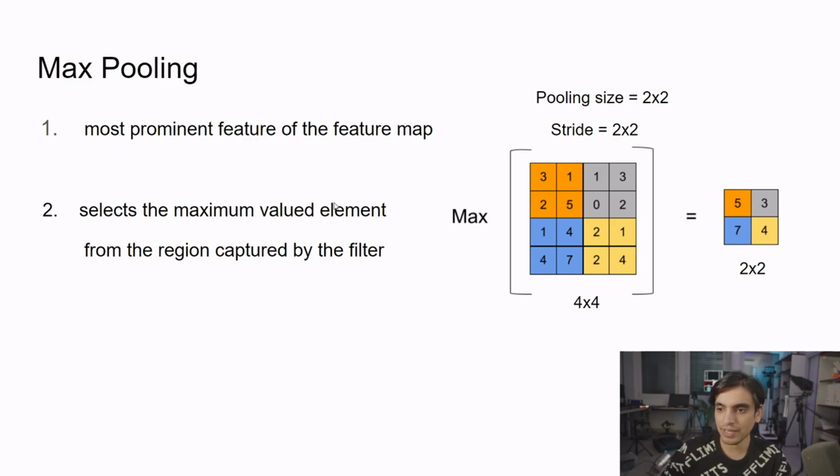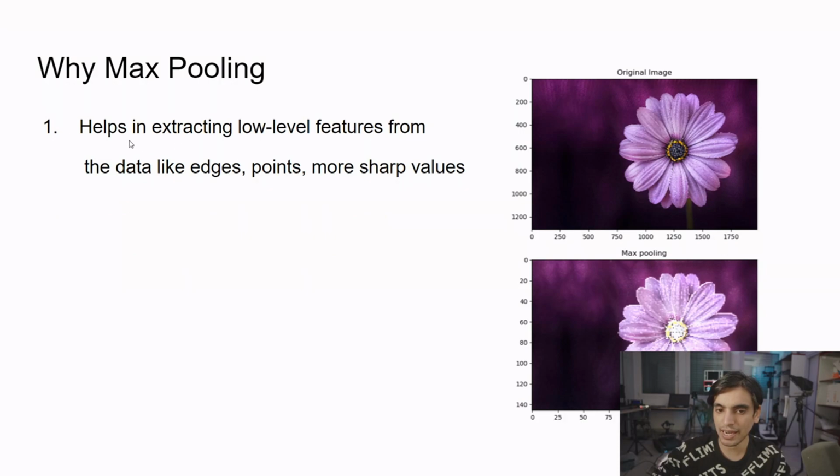So why and when do we need to apply max pooling? Max pooling helps in extracting the low level features from the image, like edges, points and more sharp values. For example, here is our original image and its dimension is 1200 cross 1750. If we apply max pooling, it will get the sharp values from this image, and it will also reduce the dimension from 1200 to 140 and from 1750 to 200. So this is the new image with the sharp values with the reduced dimension. So in order to get the low level features, the sharp values and edges from the image, we need to apply max pooling.